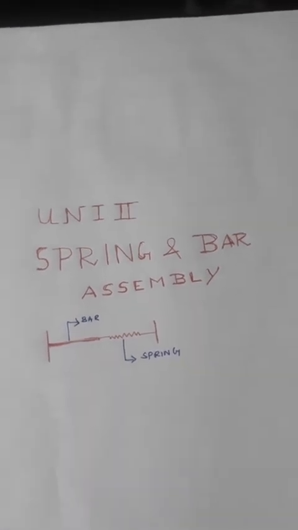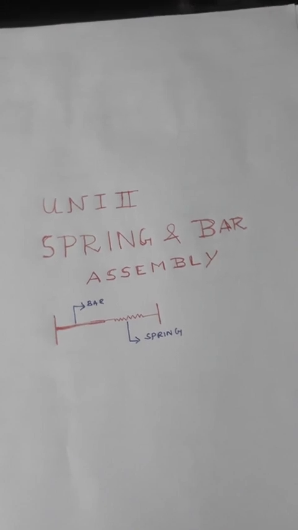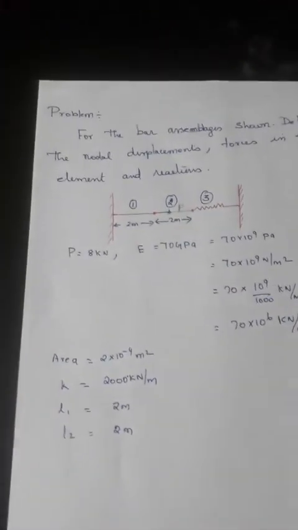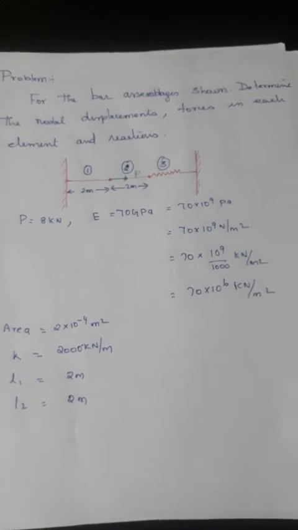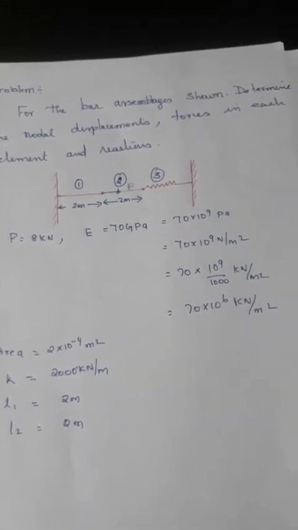We are going to see the problem in unit 2 regarding the spring and bar assembly. Here the bar and the spring are joined together. We have to find out the displacements, the reaction forces and the stiffness matrix. So this bar assembly is shown; determine the nodal displacement, forces in each element, and reaction.